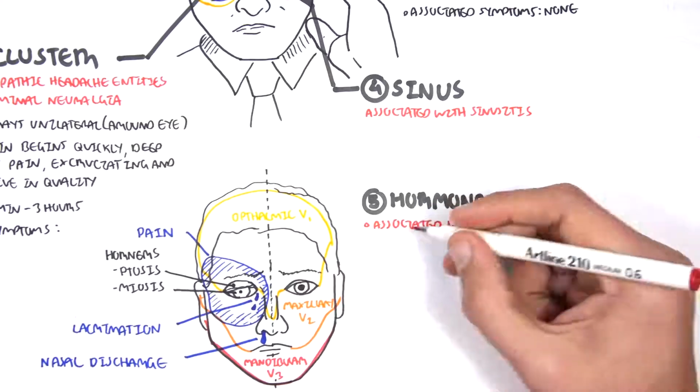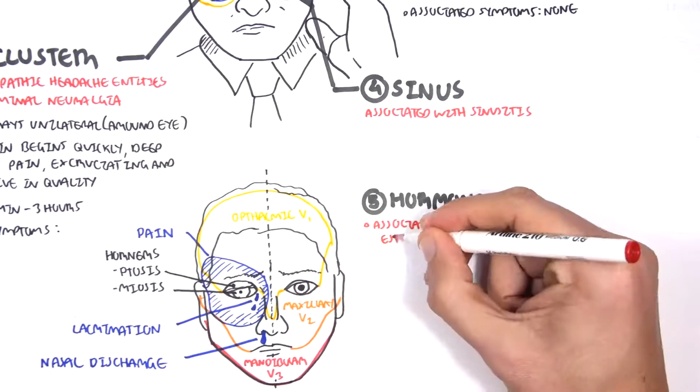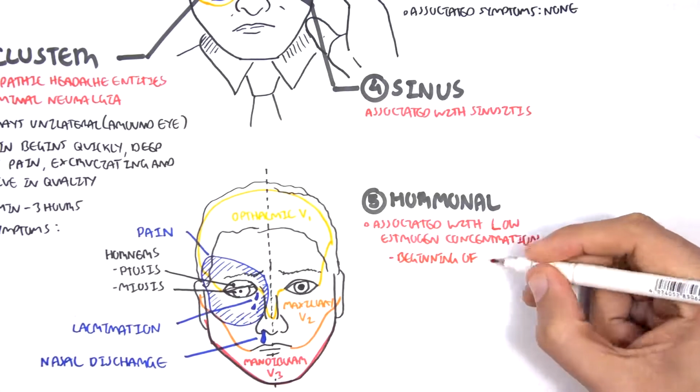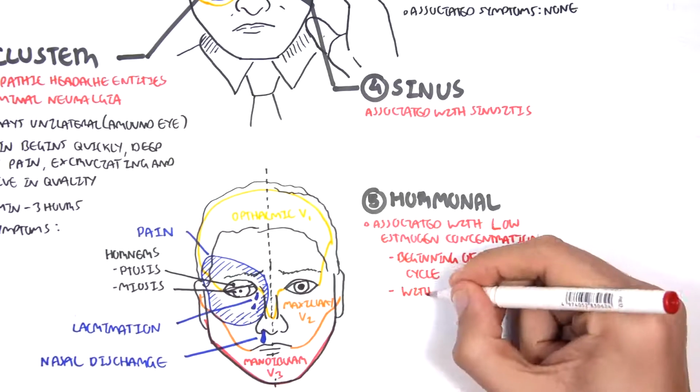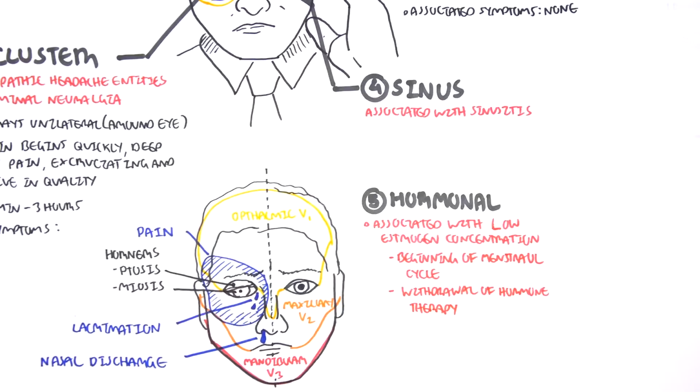Then you have hormonal headaches as well. And hormonal headaches, essentially, are when changes in your hormone levels cause the headache. So it can be associated with low estrogen concentration, for example, at the beginning of the menstrual cycle, or withdrawal of hormone therapy. So all of a sudden you have estrogen one minute, and then you take away the hormonal therapy, estrogen levels drop, you get this headache.